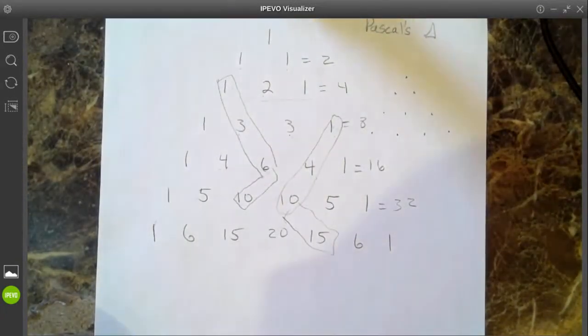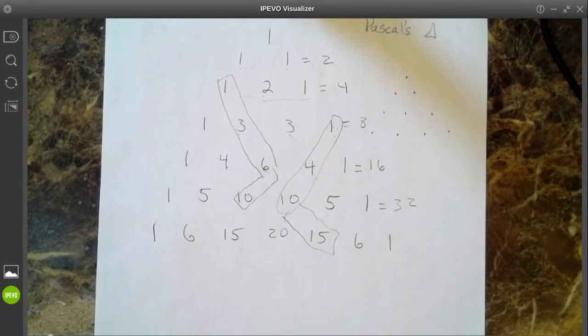It has applications in probability. I don't know if I want to go into that right now, but let's say you had 10 people and you wanted to choose 5 of them to make a basketball team. It shows you the number of different basketball teams that you can make from that group of 10 people.